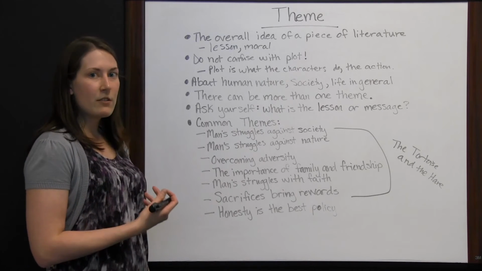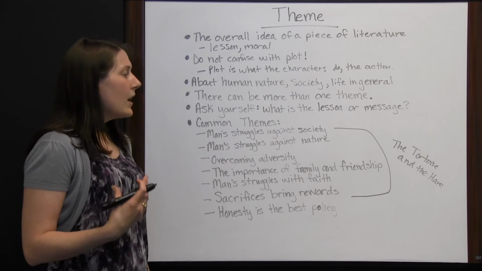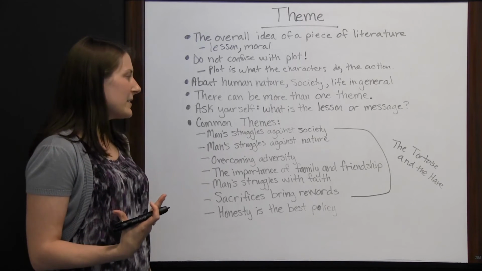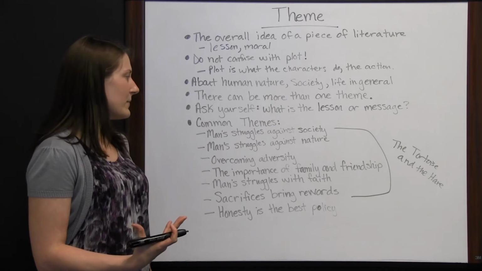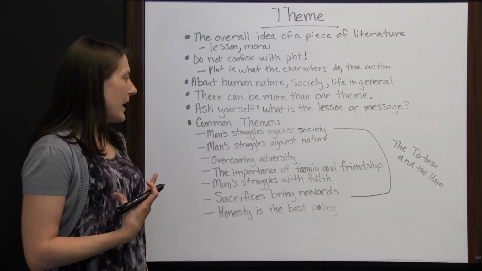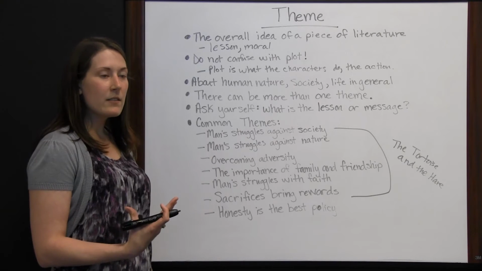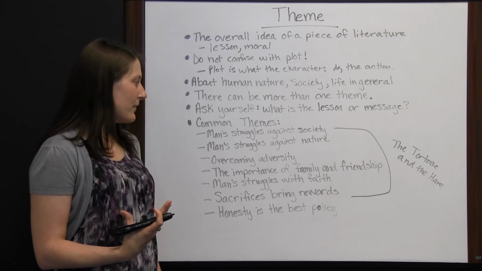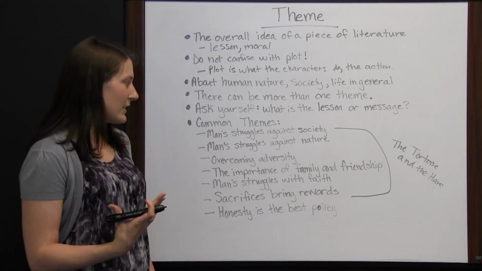Another one would be man struggles against nature. The tortoise is struggling against the nature of himself, how he's made. He's obviously not going to be as fast as the hare. He's going to have to go up hills. He's going to be fighting against the very nature of himself, where the hare is made to go much faster.